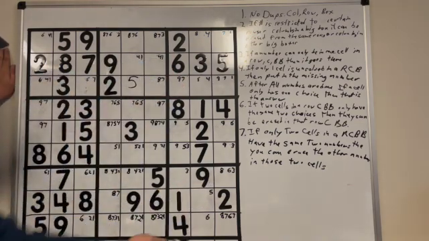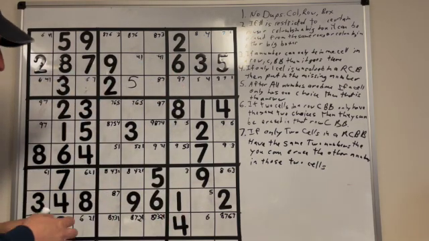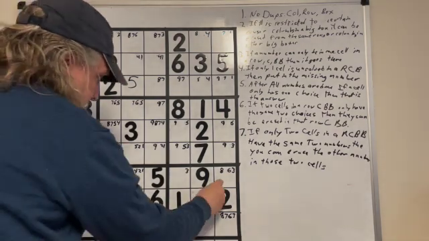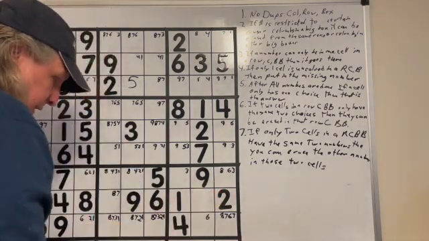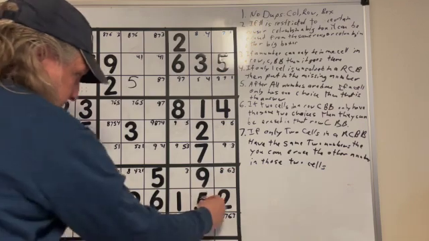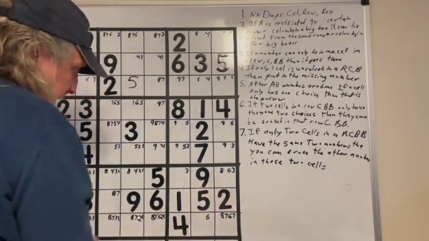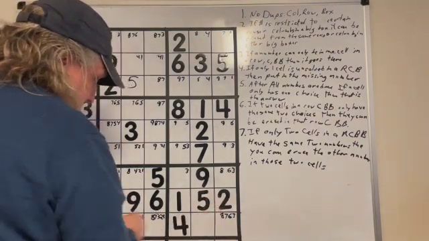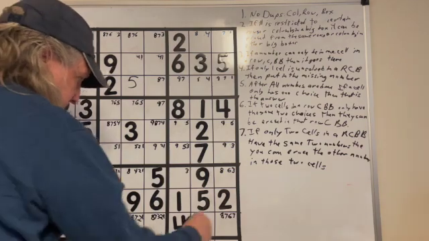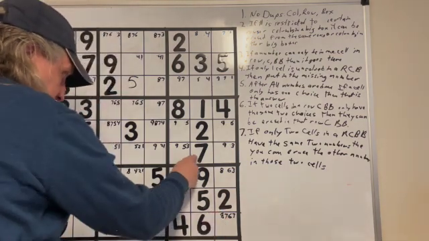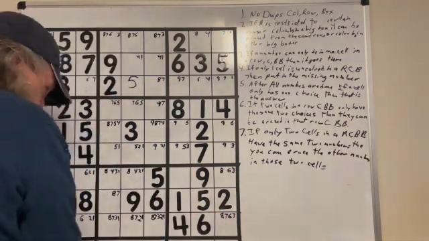Let's jump down to here. This is just crazy. Clearly, this is a 5. So I'm going to throw a 5 there. Clearly, this is a 6. So I'm going to throw a 6 there. Clearly, this is a 3. So I'm going to throw a 3 here.